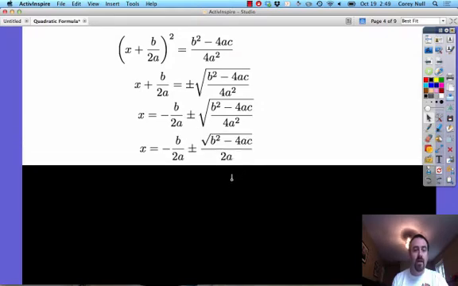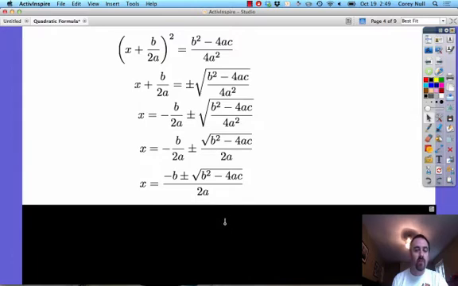And then finally, I can simplify the denominator here, because the square root of a whole fraction is the same as the square root of the numerator divided by the square root of the denominator. And the square root of 4a squared is 2a. Now I have a common denominator, and there's our quadratic formula. So this is how it comes about. It's not magic, it's just completing the square, although the algebra is pretty messy.